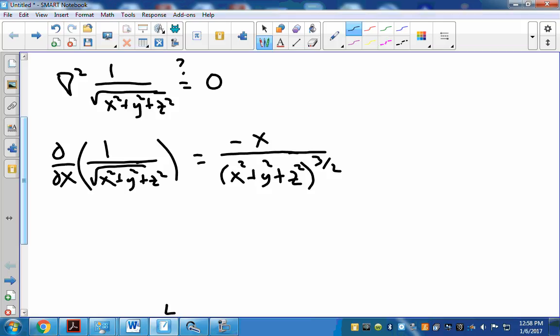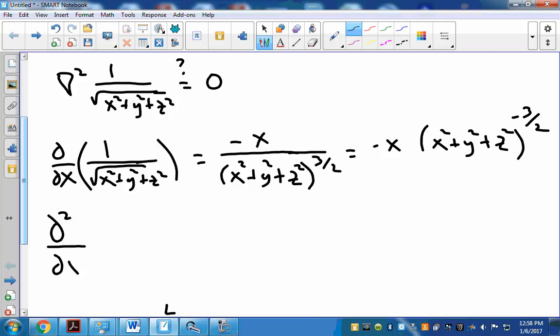That's what we got. Now, we were going to have to take the partial of this to get our second partial. I suppose I could use the quotient rule. It wouldn't be too terribly bad. But instead, I want to use the product rule. So I'm going to rewrite this as minus x times x squared plus y squared plus z squared to the minus 3/2. So when I take the second partial, I can get it a little bit easier, I think.